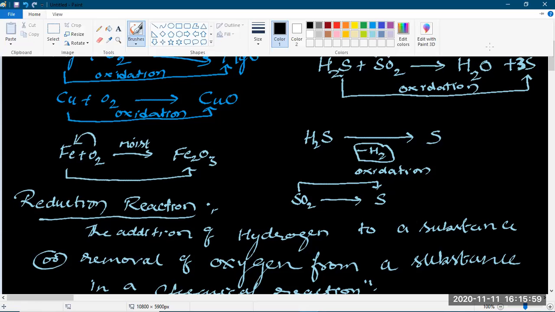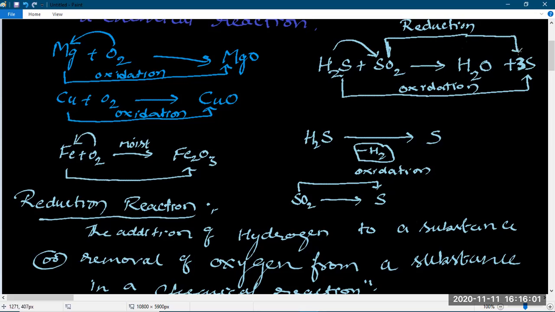I would like to show here. One side undergoing oxidation, another side undergoing reduction. So this is what reduction. Sulfur dioxide to sulfur is nothing but reduction. Why? Because oxygen is getting removed. So both the reactions take place.